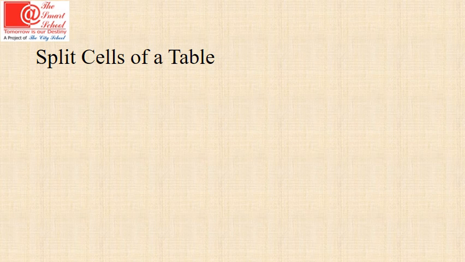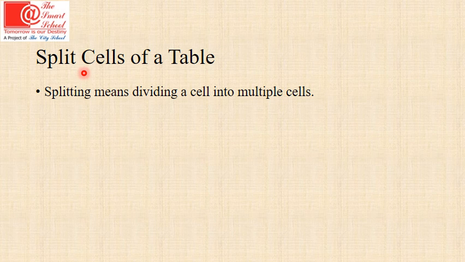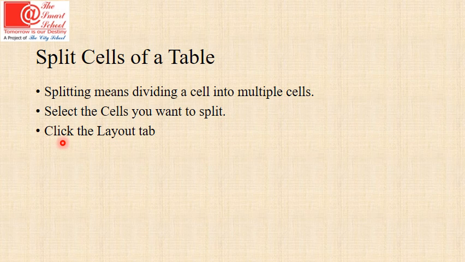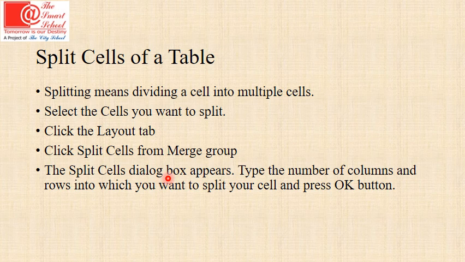Now, let's discuss how to split cells of a table. Splitting means dividing a single cell into more than one cell. Select the cells that you want to split. Click the Layout tab. Click Split Cells from the Merge group. The Split Cell dialog box will appear. Type the number of columns and rows in which you want to split your cell and press OK button.